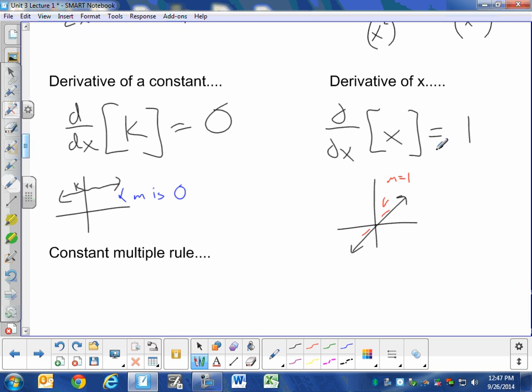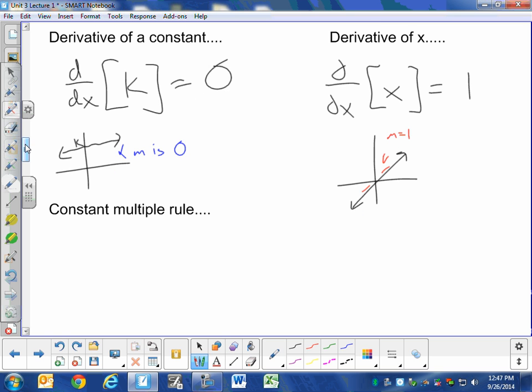Well, thinking about x brings us to the constant multiple rule. If I have 6x, what would be the slope or the derivative of 6x? What's the slope of the line y equals 6x? What's the tangent slope? It's just 6. What if this was 2x?